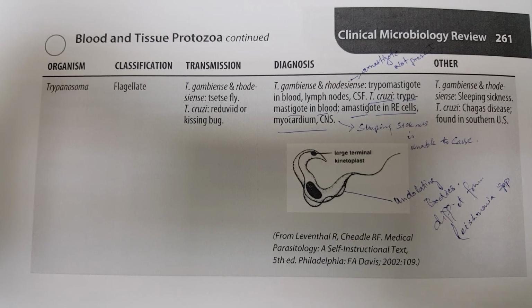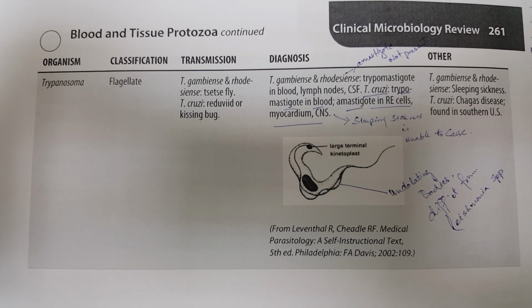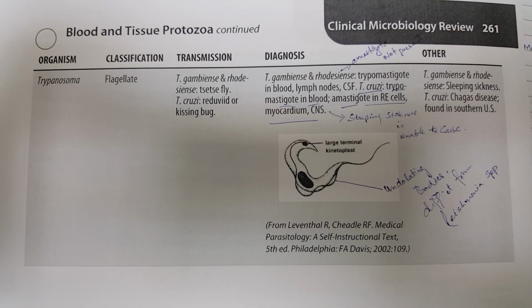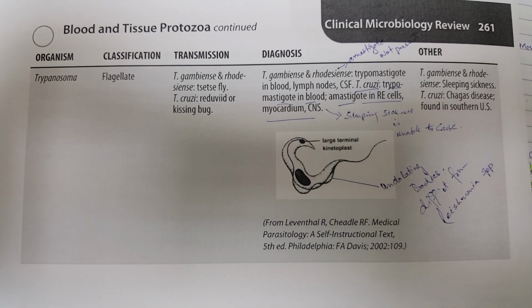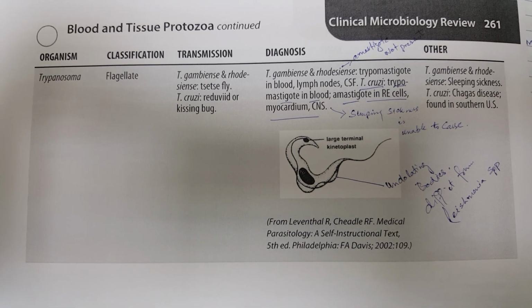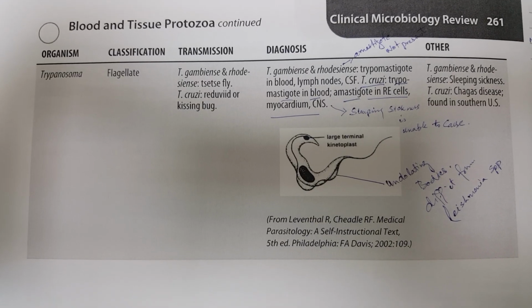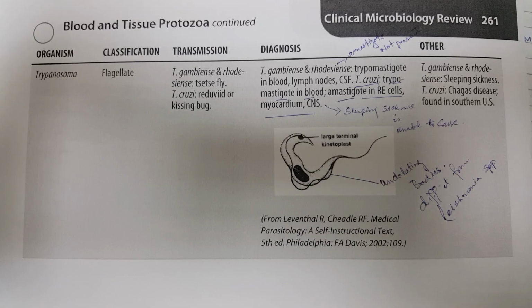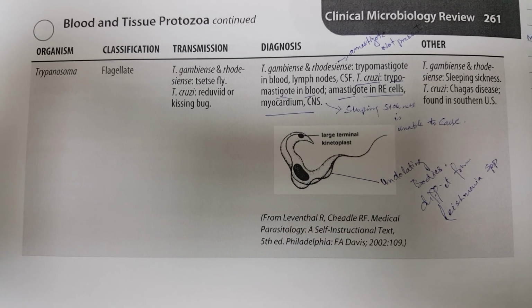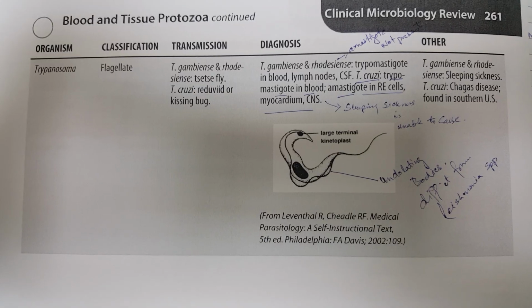In blood and tissue protozoa, Trypanosoma is also a very important organism. This is also a flagellate, and the transmission is through the tsetse fly, which is T. gambiense and rhodesiense, and T. cruzi through the reduviid bug or kissing bug. T. gambiense or rhodesiense are trypomastigotes in the blood, lymph node, and CSF.